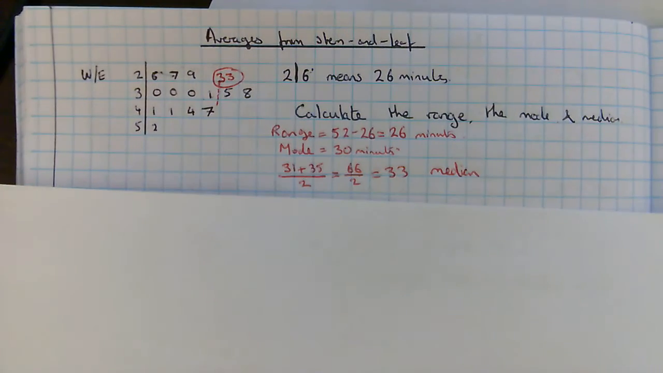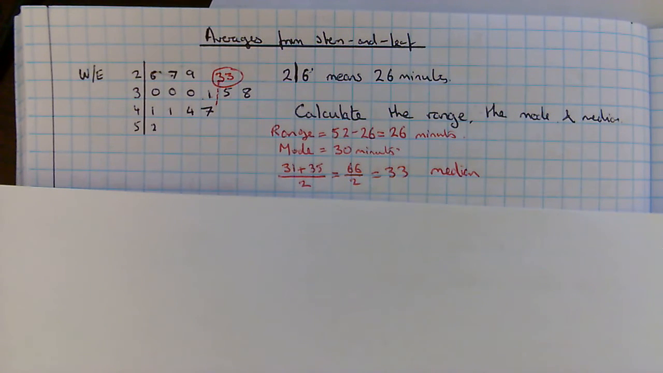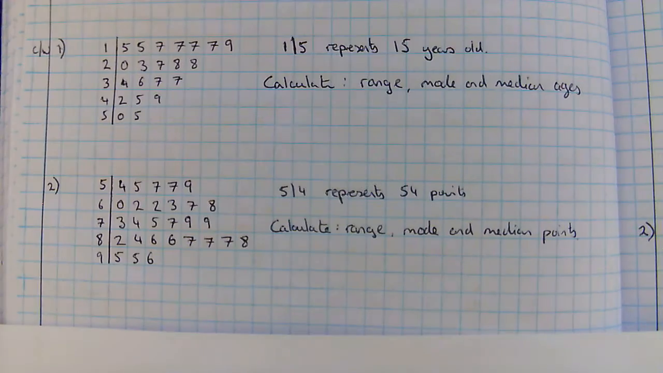Okay, pause the video now while you write down the worked example, and then when you're ready, unpause and you can have a go at a couple of quick questions yourself. Okay, so just 2 questions there for you to try. In both of them, can you calculate the range, the mode, and the median? For the first one, those are ages of people visiting an attraction. For the second one, those are points in a competition. Okay. Pause the video now while you write down the questions and have a go at solving them yourselves.